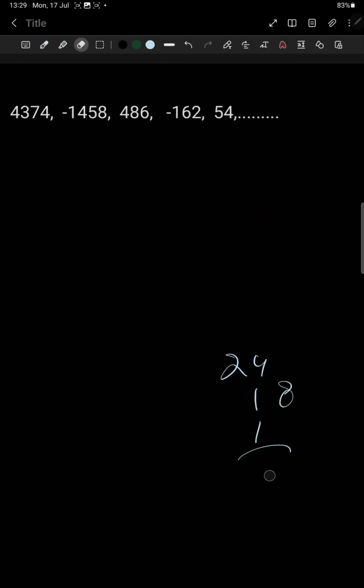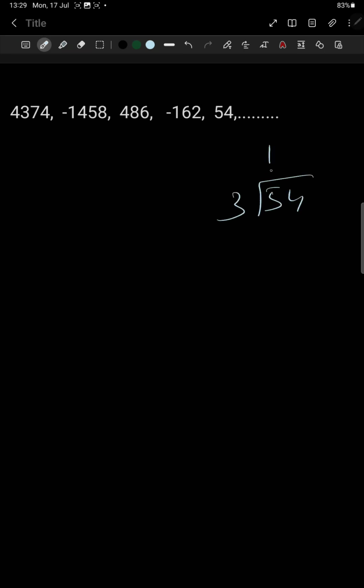So what we need to do now is just divide this term by 3 to get the next term. So 54 divided by 3: 3 1s are 3, 3 8s are 24. So it is 18. Now 18 divided by 3 will give us 6. So the next two terms are 18 and 6. This one will be negative and this one will be positive, because we are dividing by -3.